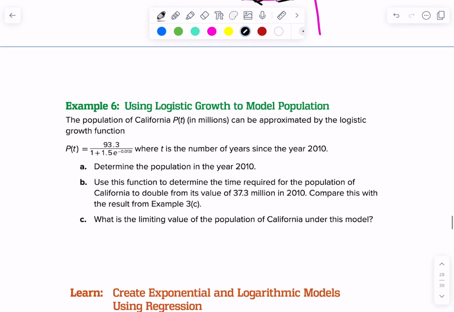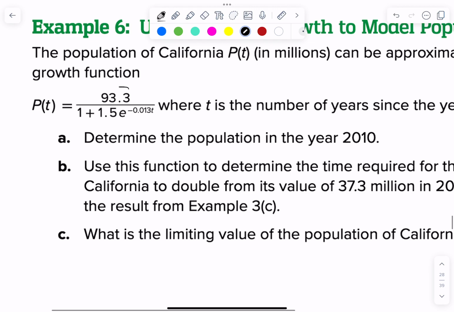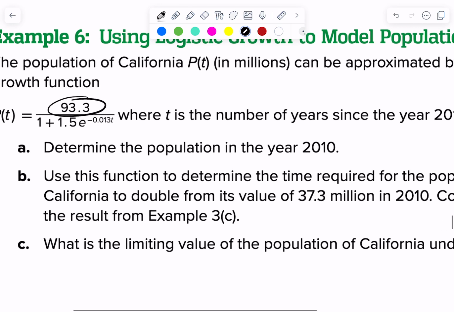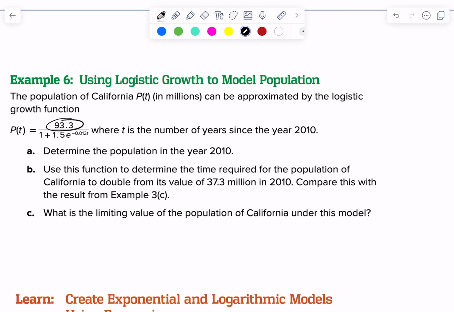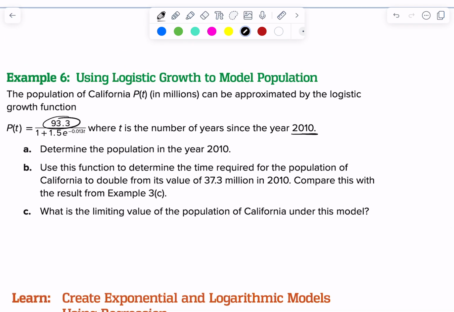Okay, let's see an example. So here we go. This is 93.3. That's my upper limit, and we are in millions. We're talking about the population of California. 93.3 million people is the upper limit of California. That's what we're going to level off at. It says where T is the number of years since 2010. 2010 is my 0, not 2000, 2010. Determine the population in the year 2010.